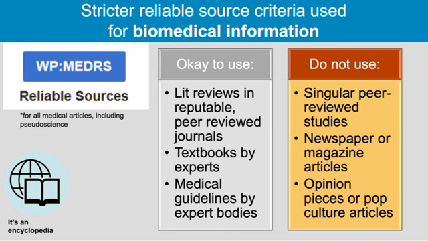The guidelines that are used to source all medical articles, including pseudoscientific articles, are called MEDRS, the Medical Reliable Source Guidelines. And these are very specific. In Wikipedia articles, you can use literature reviews from reputable peer-reviewed journals. You can use textbooks by experts and medical guidelines by expert bodies. And I've seen some of you say that you've also looked to these expert bodies as places for reliable, authoritative sources of information. What's not allowed?